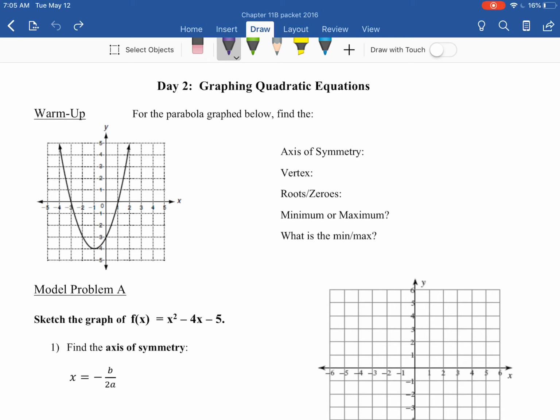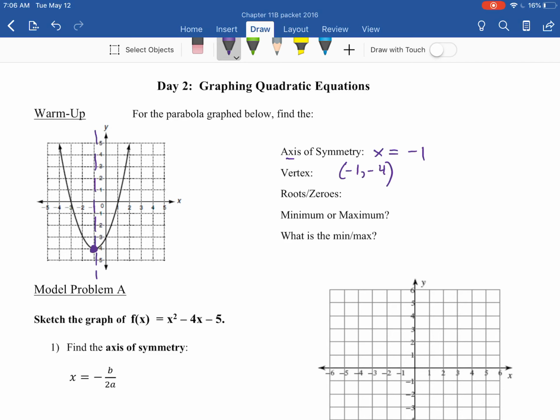Okay, so let's start with the warm-up. So first we need to find the axis of symmetry. And we said the axis of symmetry was an imaginary line that goes down the middle. It always starts with x for axis, and this equation is x equals -1. The vertex is the point that it goes through, the turning point where the graph changes direction. Since that's a point, we use coordinates, -1, 4.